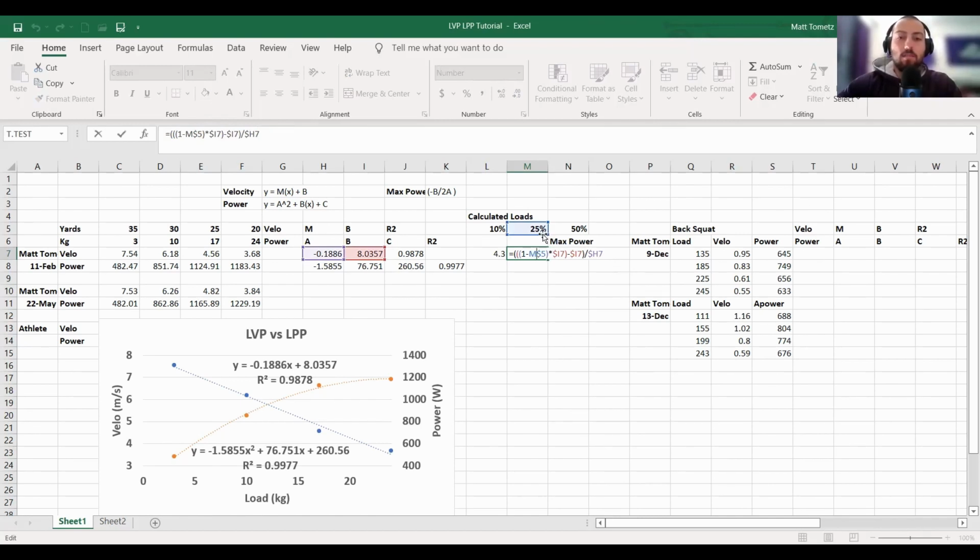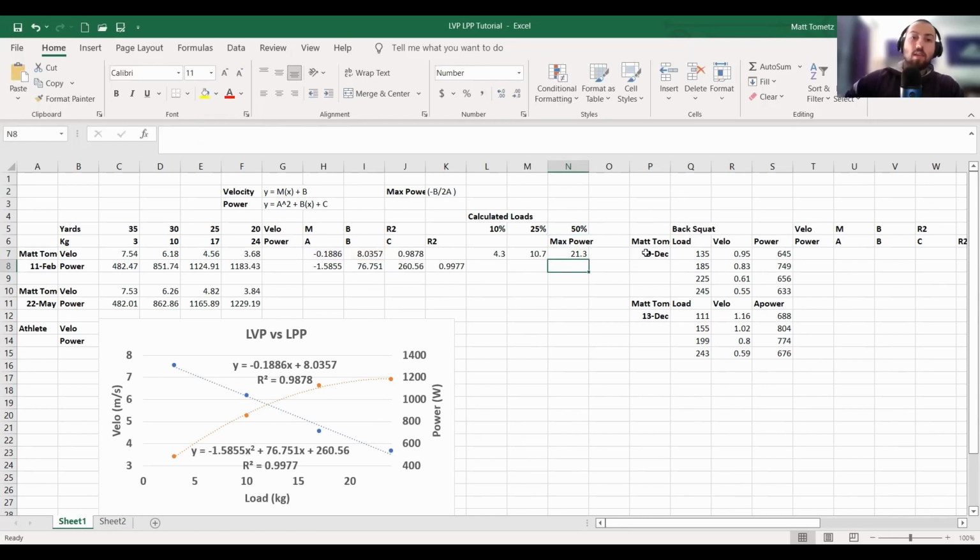So my velocity decrement changed from 10 to 25, but these numbers stayed the same. Same thing here. My velocity reduction is now 50%. So if we look at this, 1 minus 50% is 0.5. 0.5 times my best speed is half. So that's the velocity I want to run at. Half of my best speed is 50% VDEC, minus B divided by M. Boom, easy enough.